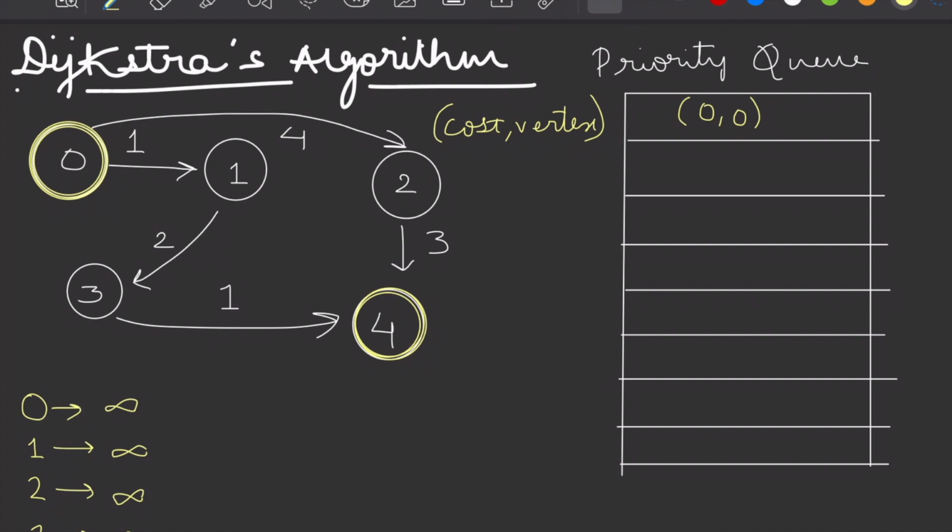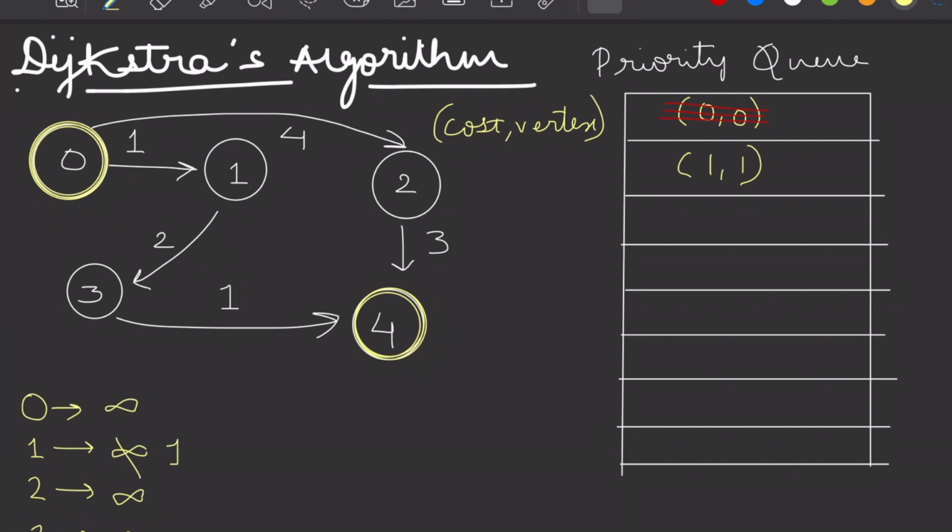So for this example, let's see the neighbors of 0. So we have 1, right, and the cost to reach 1 is just this particular 1 itself. So we can reach 1 with a value of 1. And by the way, we have already popped this value, so we're just going to delete 0, 0. And so we're able to reach 1. Let's see other neighbors.